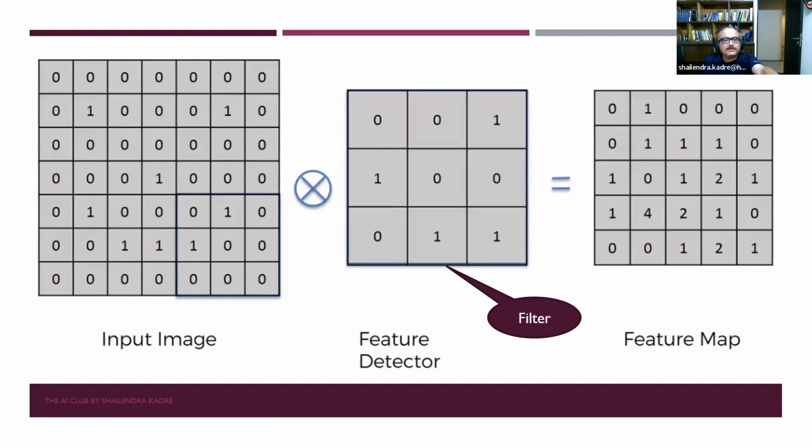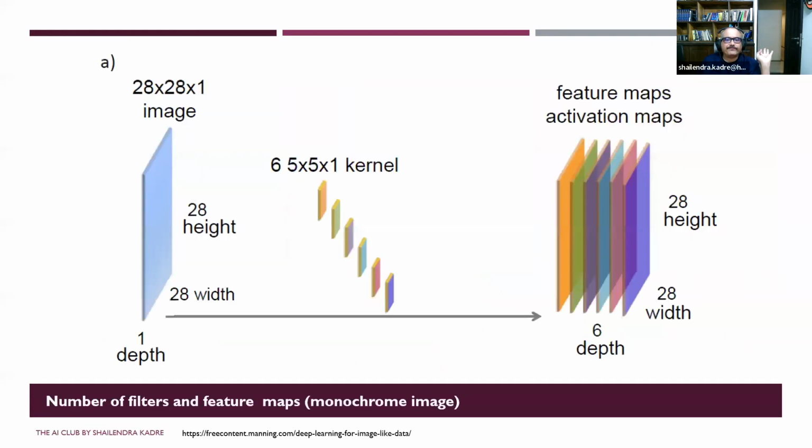See here, I am keeping it simple. One image, say a 7 by 7 image, and I do convolution with a 3 by 3 filter. I am getting one feature map. Simple formula: one convolved image, one filter, is one feature map.